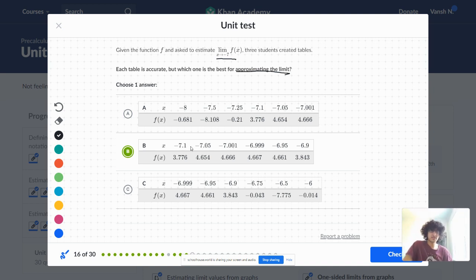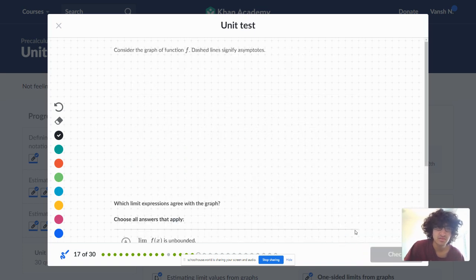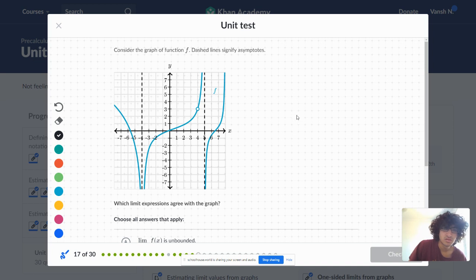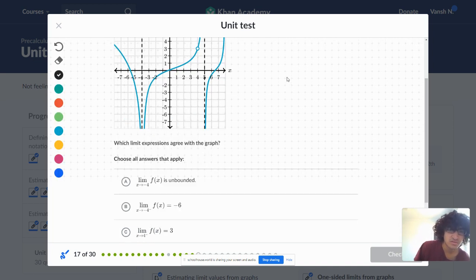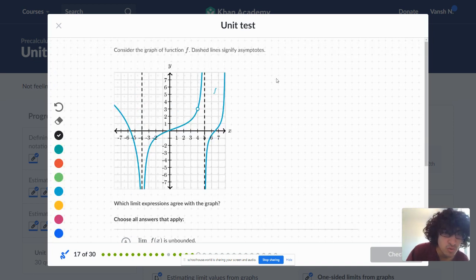So slightly above, slightly above, slightly above, slightly below, slightly below, slightly below. And this is from the right-hand side, so that doesn't make any sense. So the limit as x goes to -4 of f of x is unbounded. I think that could be right, because it looks like it's approaching negative infinity.